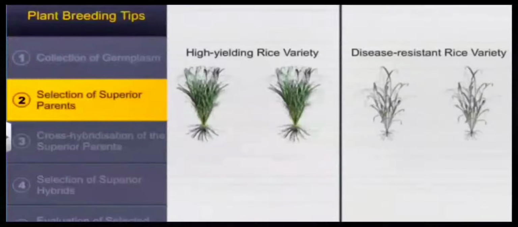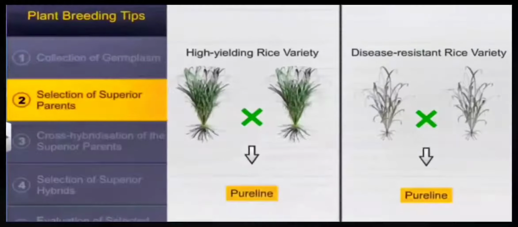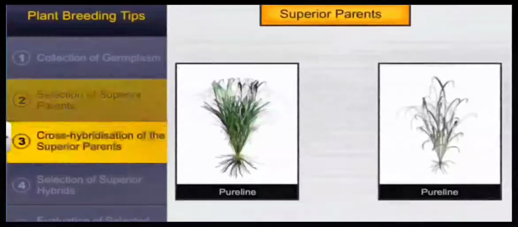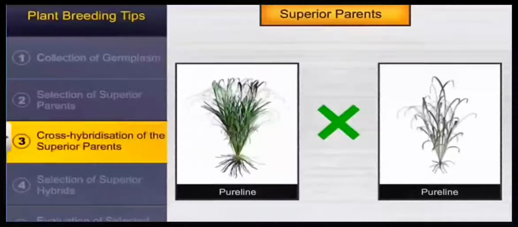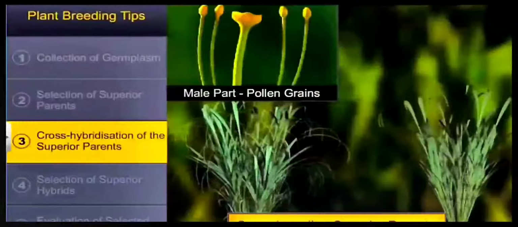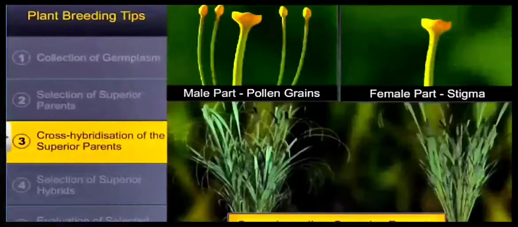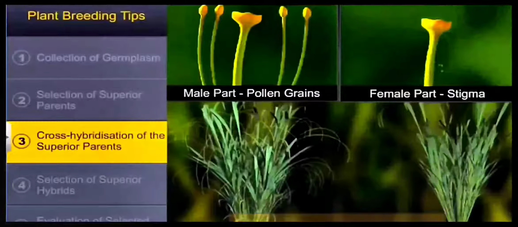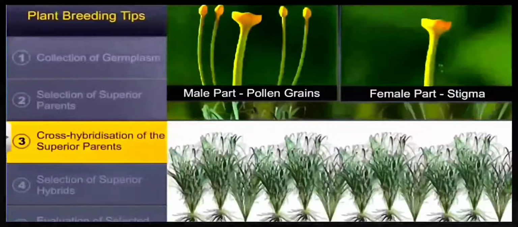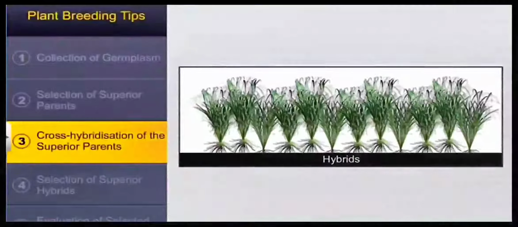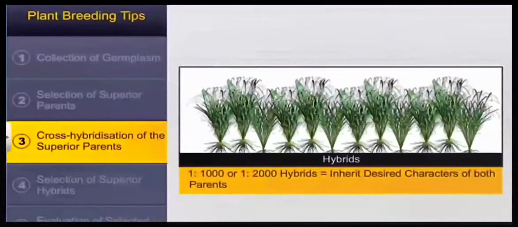So these agronomic traits are selected based on the requirement, and then pure lines of these superior parents are developed. After that, there is a cross hybridization of these superior parents. You must be remembering artificial hybridization. So the artificial hybridization technique is used to get a superior hybrid, that hybrid which has the characteristics of both the parents. That is called hybrid vigor or heterosis.